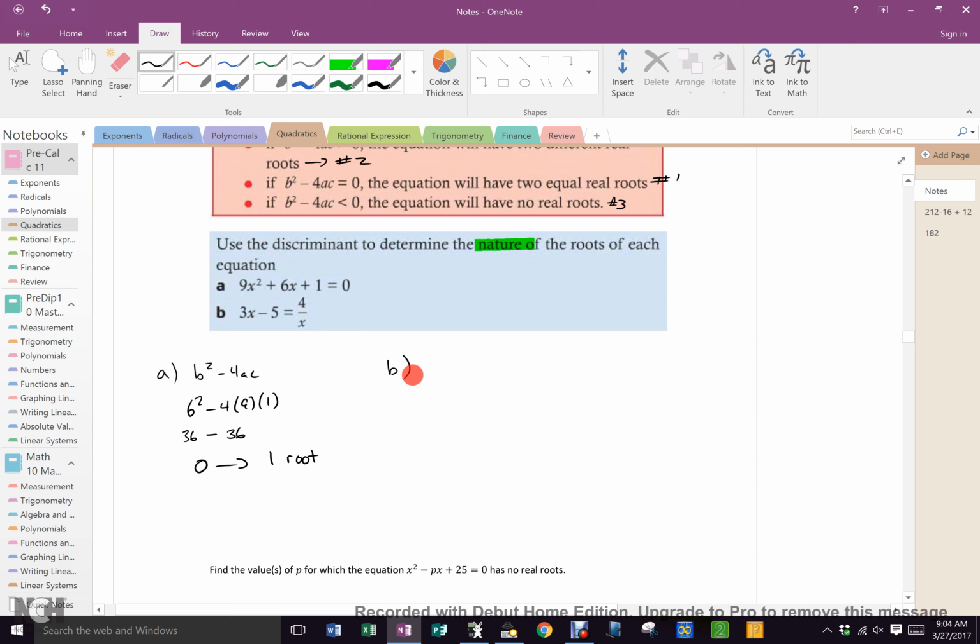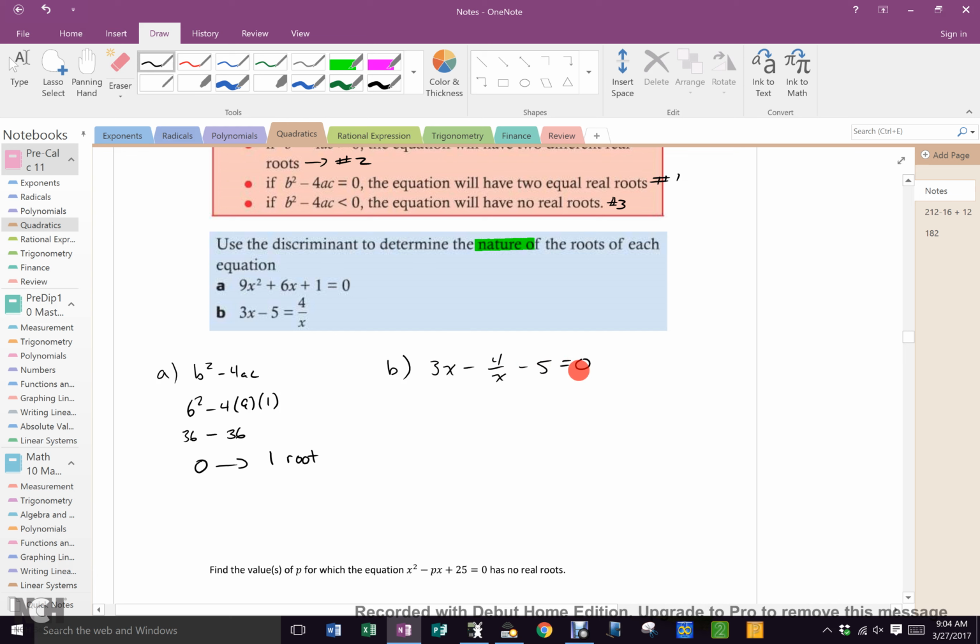Oh my goodness, it's enough to make you poop. What are we going to do with that? Is it in the right form? No. So how do we need everything on the same side, yes? So right away I need to make this 3x minus 4 over x minus 5 equals 0.